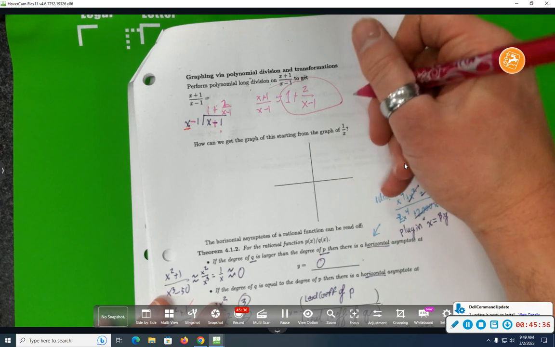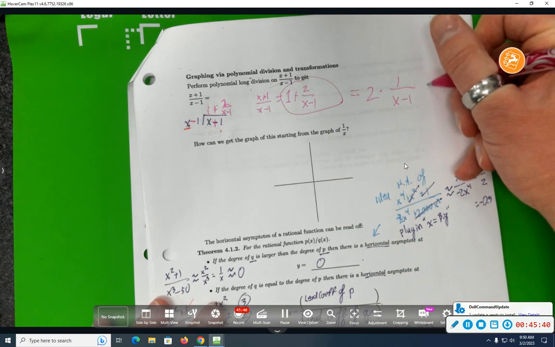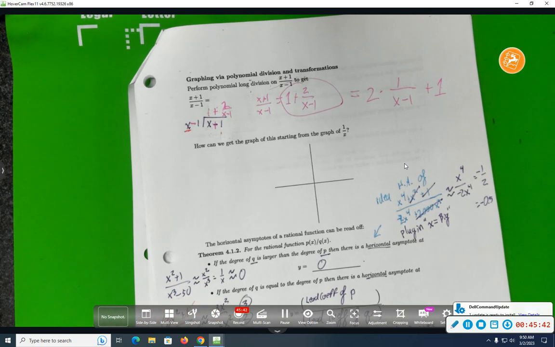I claim that I can read off exactly what the graph of this thing looks like via transformations. Because I could rewrite that as 2 times 1 over x minus 1 plus 1. That looks like a slightly asinine way to write it, but now I see transformations. That looks like I should start with the graph of 1 over x. And what will that do to the graph of 1 over x? It'll make it taller. You're multiplying the outputs by 2. So it'll get twice as tall.